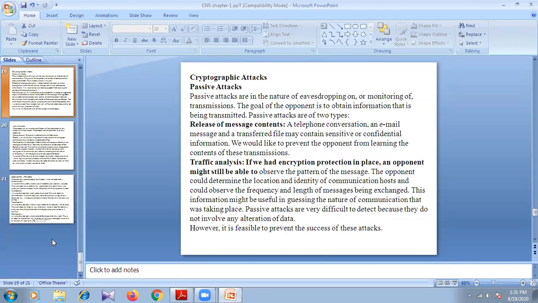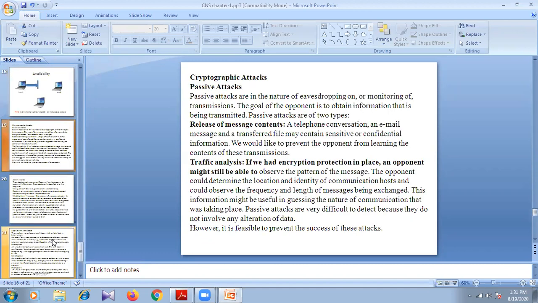Next one, cryptographic attacks. What types of attacks are there here? Mainly the attacks are divided into two types. One is passive attacks and the second one is active attacks. Passive attacks means you could not modify the data. That is simply considered eavesdropping or monitoring the information. The main goal of these attacks is to obtain the information, and he could not modify it. These are called passive attacks.